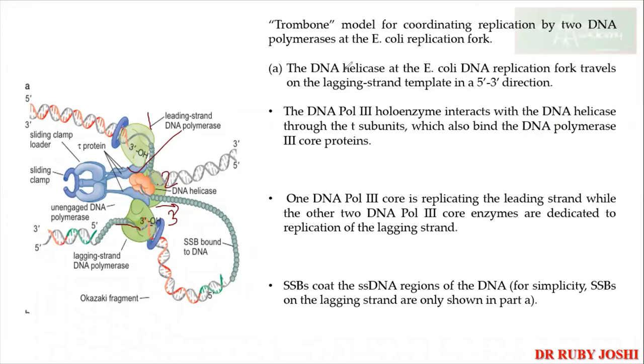Yes. So now everyone is back. So the DNA polymerase, DNA pol 3 holoenzyme, interacts with the DNA helicase through the tau subunits, which also bind the DNA polymerase 3 core proteins. Now this is also important. The pol holoenzyme is interacting with the helicase. So as your helicase moves ahead, at the same speed your holoenzyme is also moving. Now one DNA pol 3 core is replicating the leading strand while the other two are dedicated for the lagging strand.